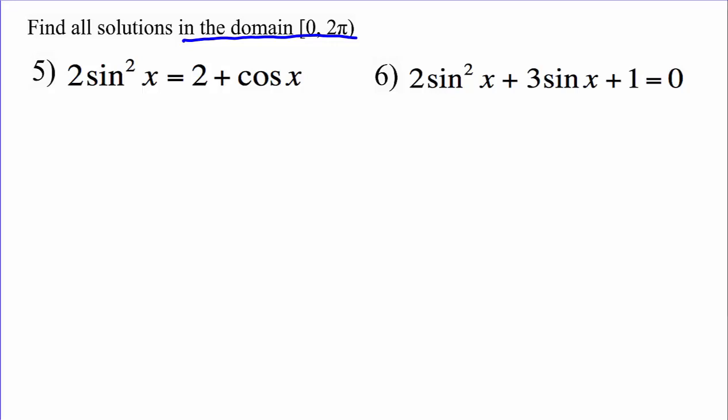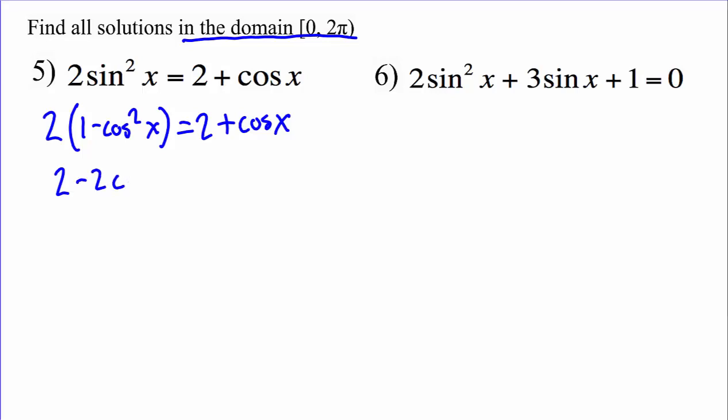Now here's the first thing I noticed about number 5 is we have a sine squared on the left, but we have a cosine of x on the right. We do not like to have different trig functions. So what I'm going to do is I'm going to change it so I actually only have cosines in this problem, because it's going to be a lot easier to factor or work with in other ways if I only have one trig function. So I'll go ahead and distribute this 2.